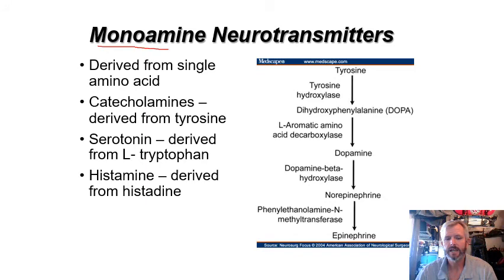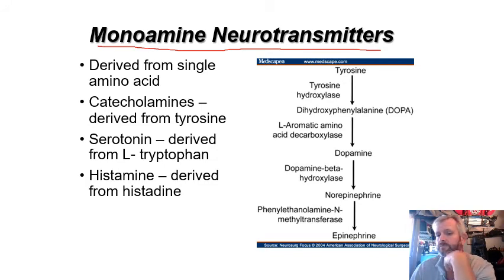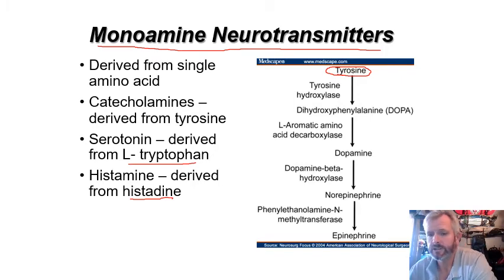All right, so the next class, we've got our monoamine neurotransmitters, and we actually get several neurotransmitters from here. You can see in this case, tyrosine is the building block. We're going to see we can build from tryptophan or histidine, but again, these are both amines. They are amino acids that are the precursor to the actual neurotransmitter.